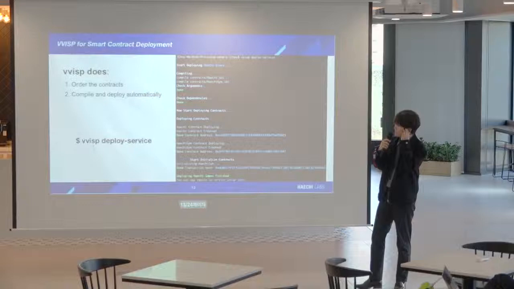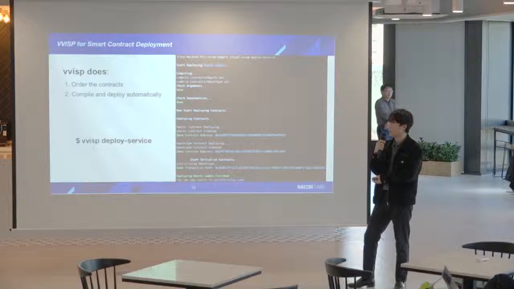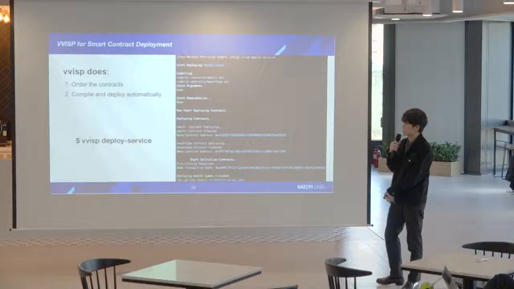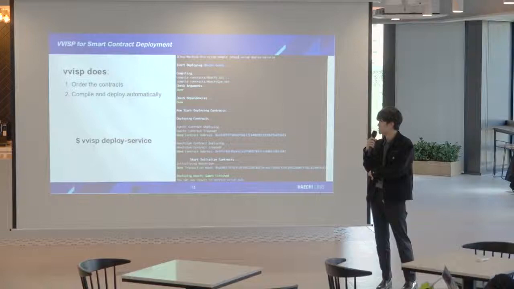So then VVISP does two things. First thing is it determines the order of the contracts to deploy, and then it compiles all the contracts and deploys automatically. So it's the output with VVISP deploy service. And then it's the deployment feature of the VVISP, and you can simply deploy all contracts with a single JSON file.